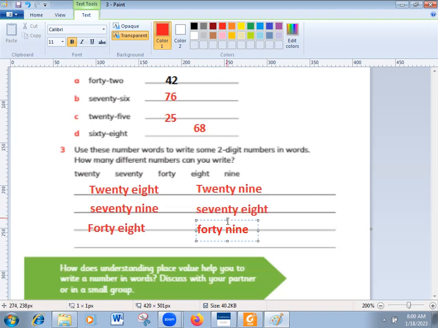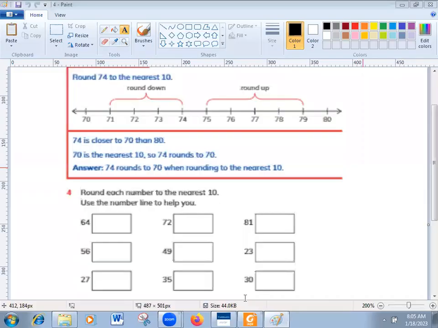So they have given us a few numbers in words. We have to combine those numbers and make two-digit numbers in words. So this is the answer for the numbers they have given us, and we have used those number words to make two-digit numbers in words.